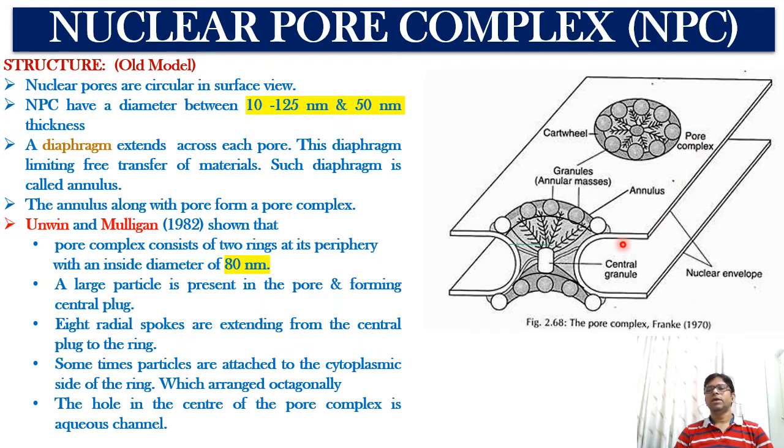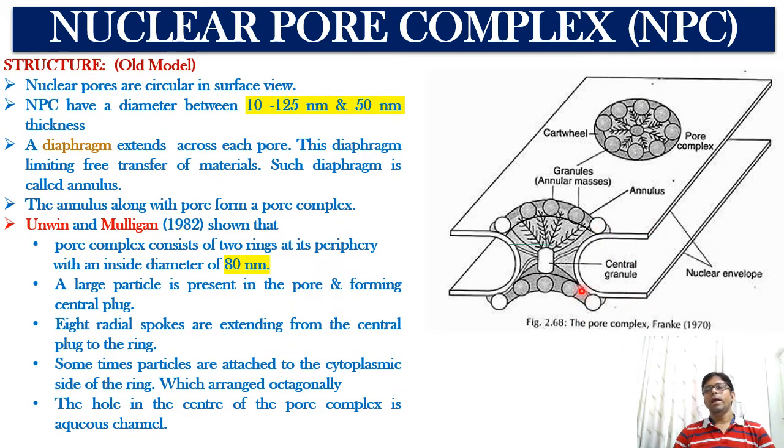Remember one thing in this picture: this is the outer membrane of the nuclear envelope, and this is the inner membrane of the nuclear envelope. The space in between these two membranes is called perinuclear space, the intermembrane space, like I said earlier in my previous video.